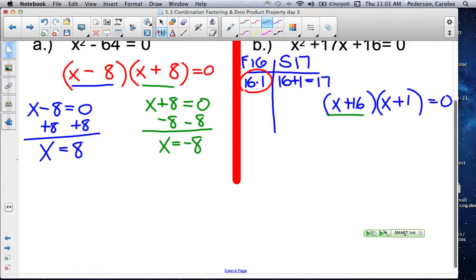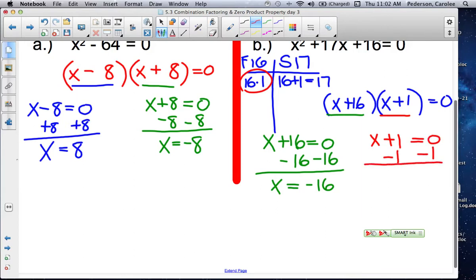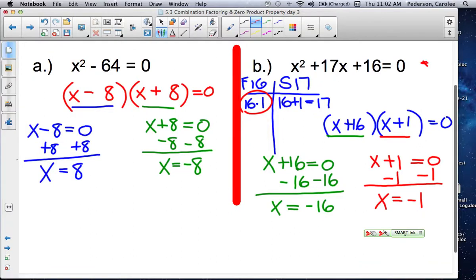So we'll start with the first one. X plus 16 equals 0. And now we solve by undoing. So I'm going to subtract 16 from both sides. X equals negative 16. Then we'll do the same thing with the second parentheses. X plus 1 equals 0. Set it equal to 0, solve for x. Solve by undoing. So we're going to subtract 1 from both sides. So we get x equals negative 1. So our two answers are negative 16 and negative 1. We could check them by plugging them back into the original equation.